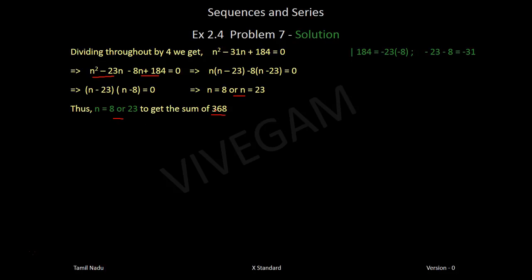That is S8 equal to 368 or S23 is also equal to 368. You might be wondering how that is possible. That is basically because D is negative. So you are starting with a big number, and then it will come to 368, then the sum will go to 0, and then at 23 again it will come back actually. So that's basically because of the negative value of D.